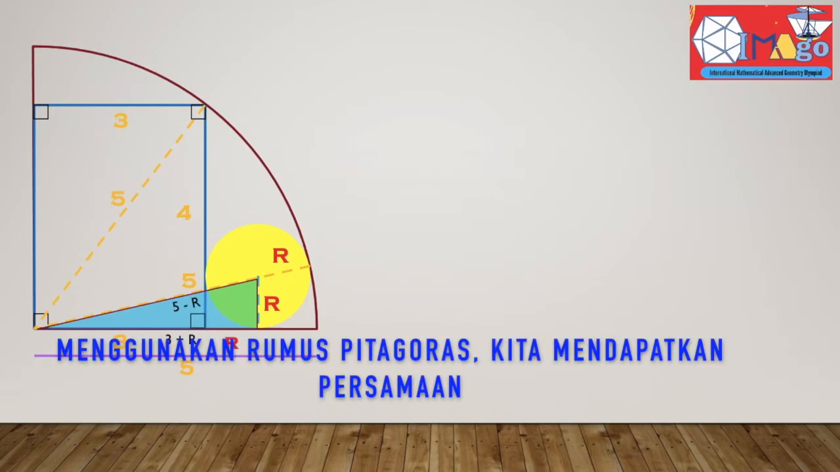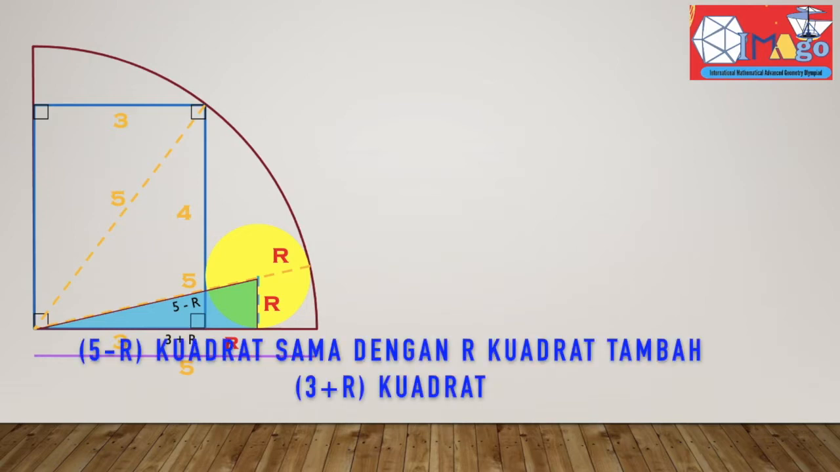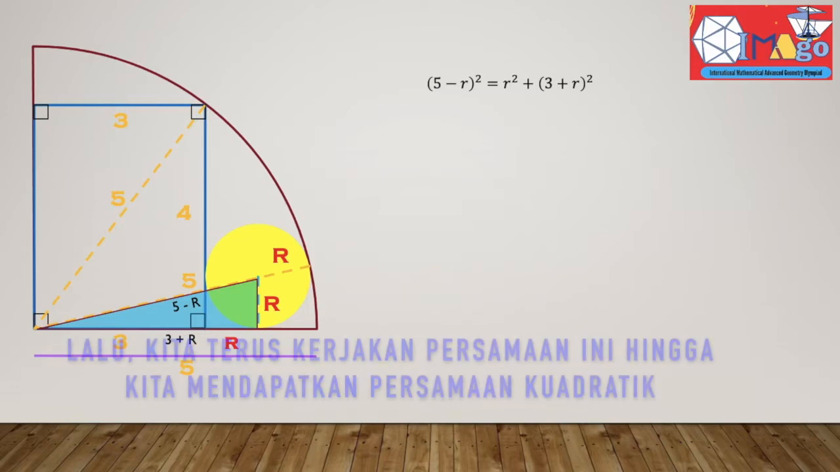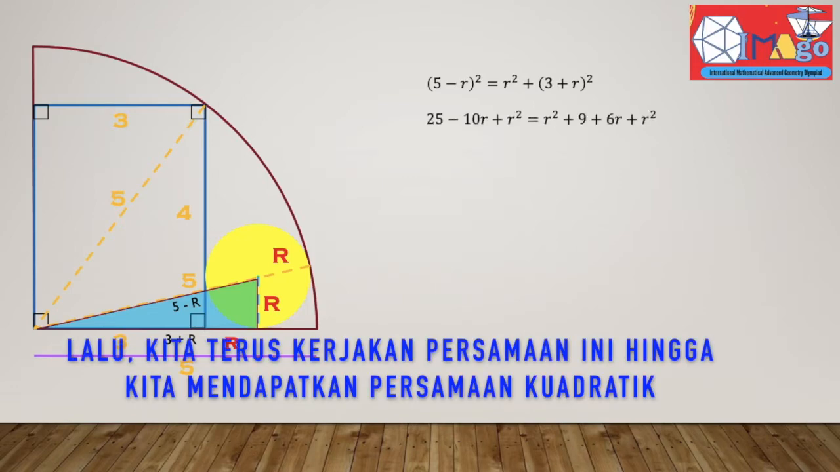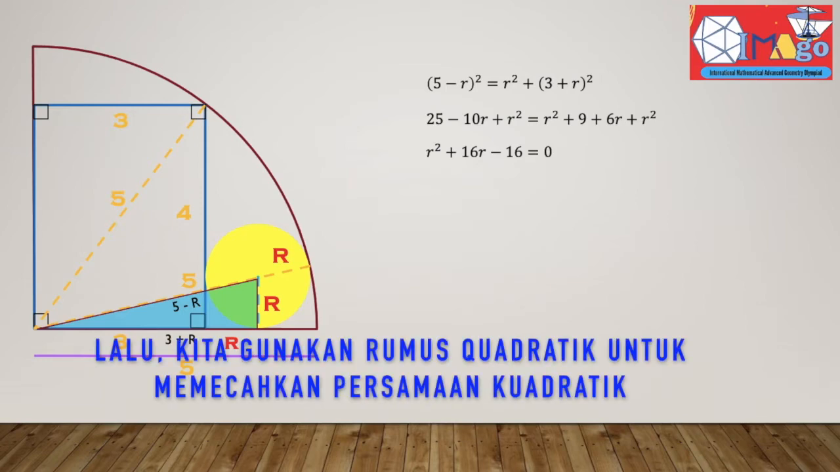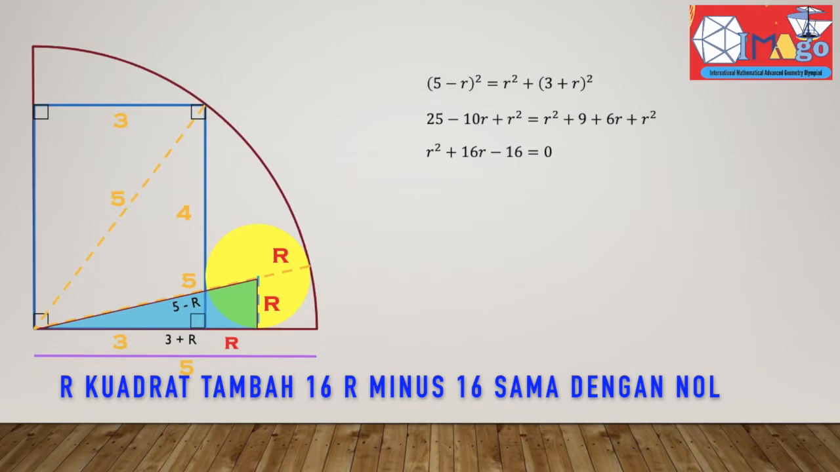Using the Pythagorean theorem, we found that (5 minus r) squared is equal to r squared plus (3 plus r) squared. Now, we continue to work out this equation until we finally get a quadratic equation. Then, we will use the quadratic formula to solve this quadratic equation of r squared plus 16r minus 16 equal to 0.